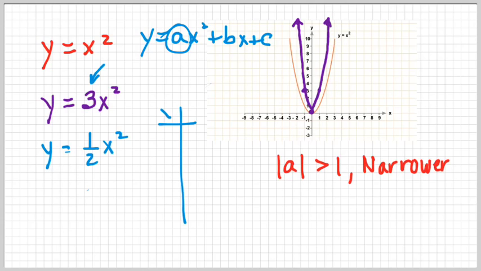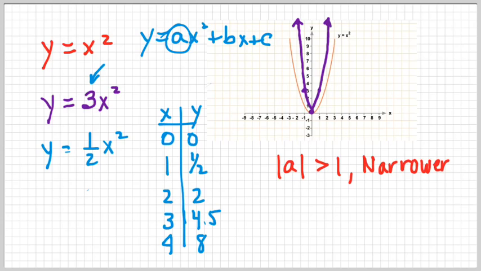We'll generate a few points for this thing. 0 gives me 0 once more. 1 this time only gives me a half. 2, I square it and get 4, and then half of 4 is 2. 3, I square it and get 9, and half of 9 is 4.5. 4, if I square it, I get 16, and I get an 8. So 0 gave me 0. 1 only gave me a half. 2 only gave me 2. 3 gave me 4.5. And 4 gave me 8.